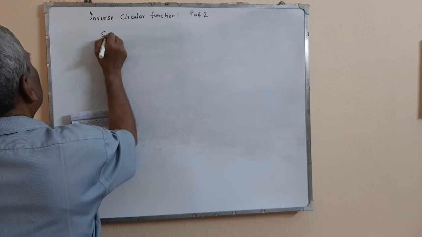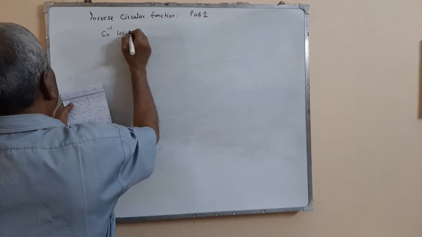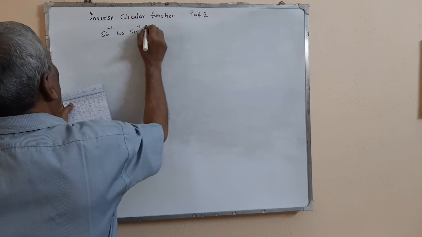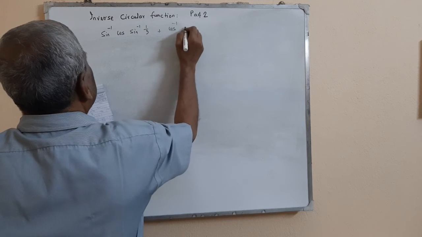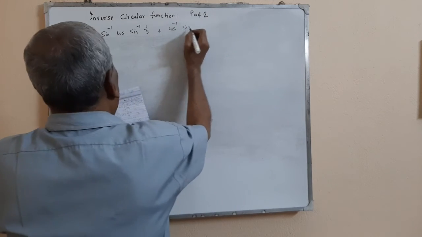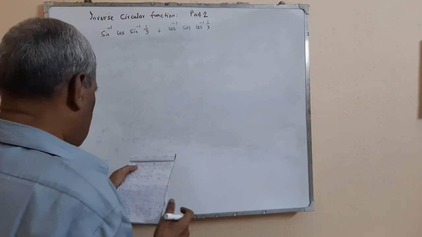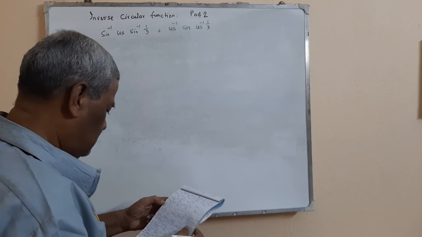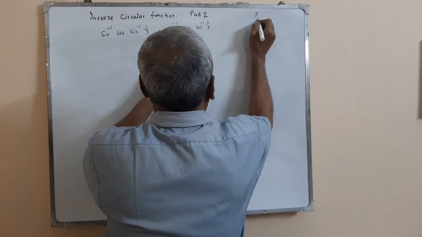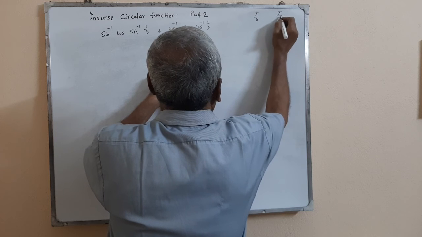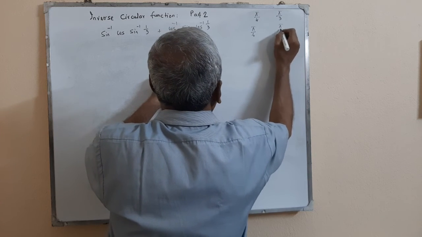Sin inverse of cos of sin inverse 1 by 3 plus cos inverse of sine of cos inverse 1 by 3 is equal to: pi by 4, pi by 3, pi by 6, pi by 2.